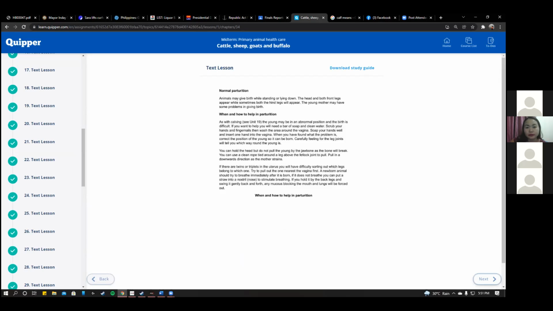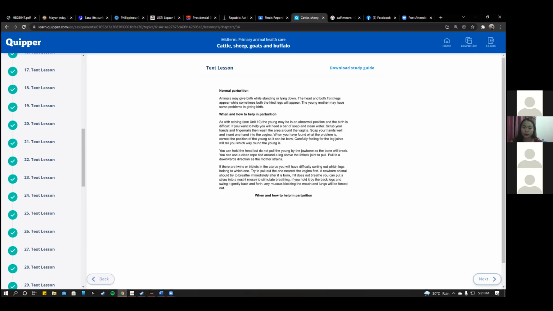So the normal parturition. Animals may give birth while standing or lying down. The head and both front legs appear, while sometimes both the hind legs will appear. The young mother may have some problems in giving birth.